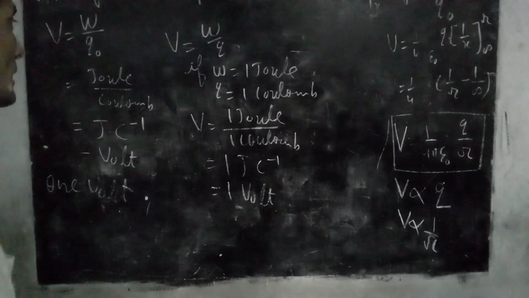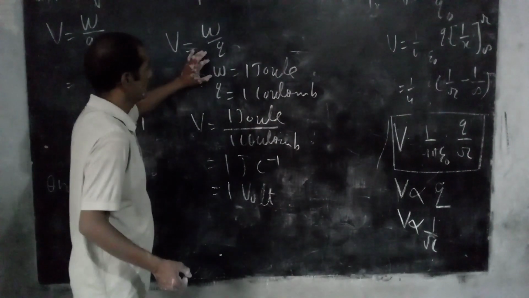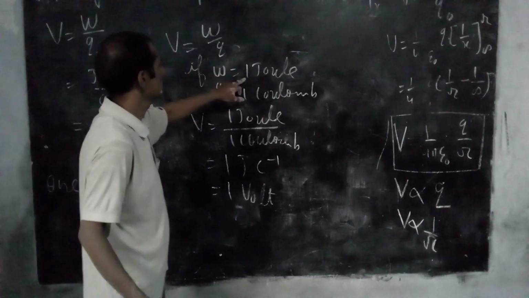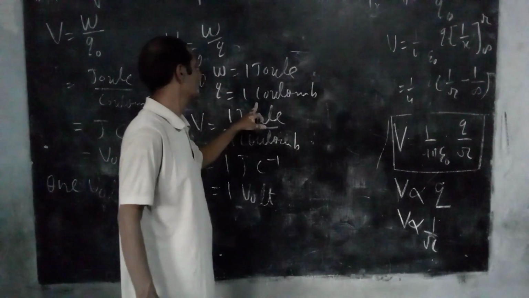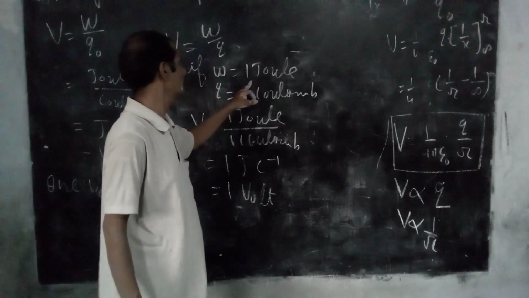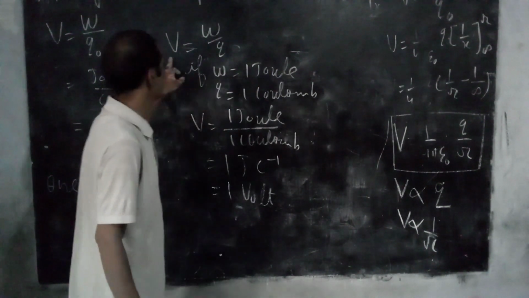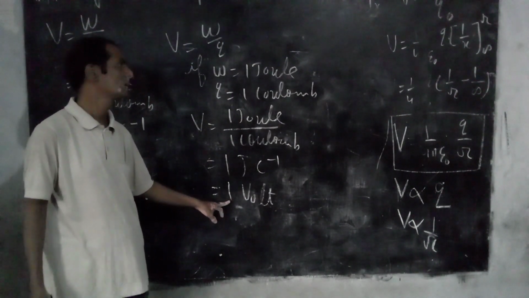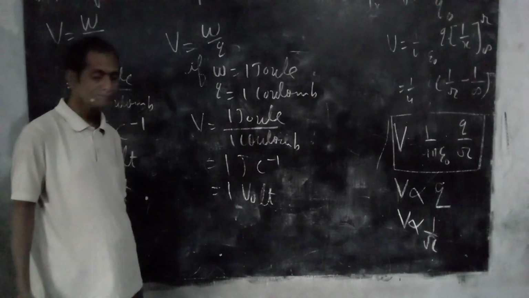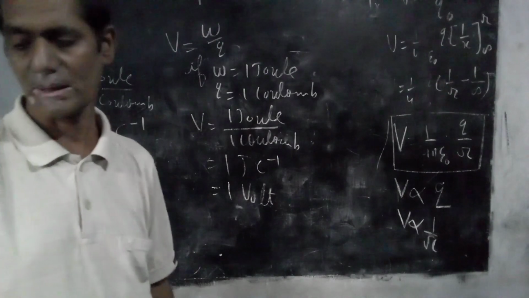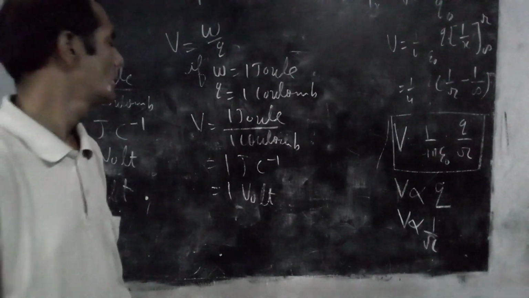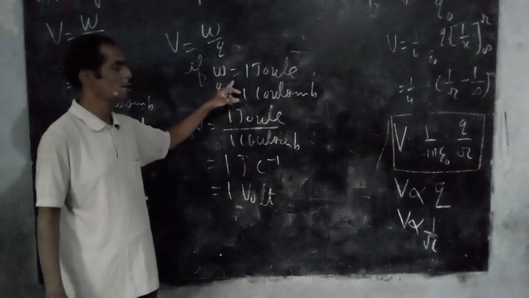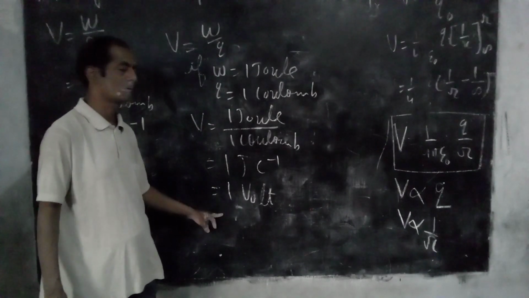So now we define this from the mathematical calculation. If the amount of work required to bring 1 coulomb positive charge from infinity to a certain point is 1 joule, then the electric potential of that point is said to be 1 volt.